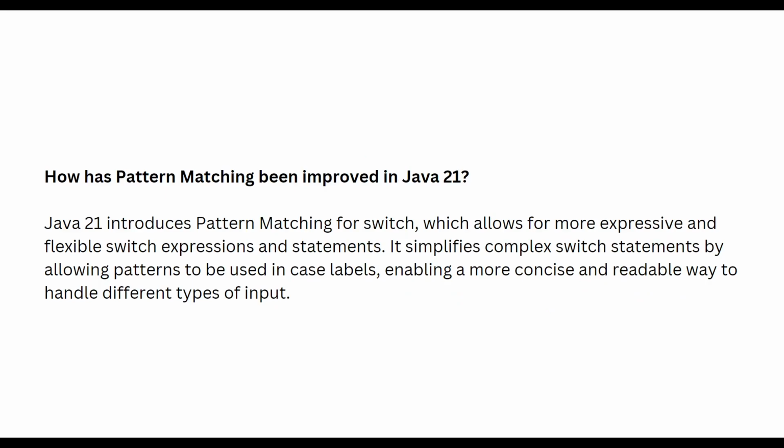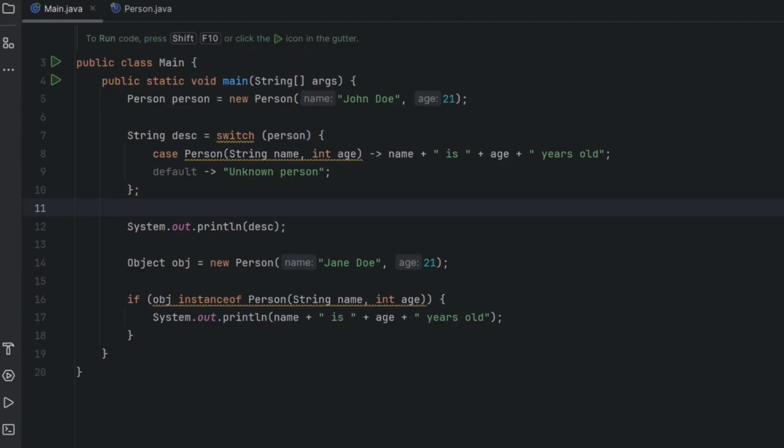Moving on, how has pattern matching been improved in Java 21? So in Java 21, we get pattern matching for switch, which allows for more expressive and flexible switch expressions and statements. It simplifies complex switch statements by allowing patterns to be used in case labels, enabling a more concise and readable way to handle different types of input. So let's take a look at the example. Alright, so we have already seen pattern matching in records. Now let's see more examples of pattern matching.